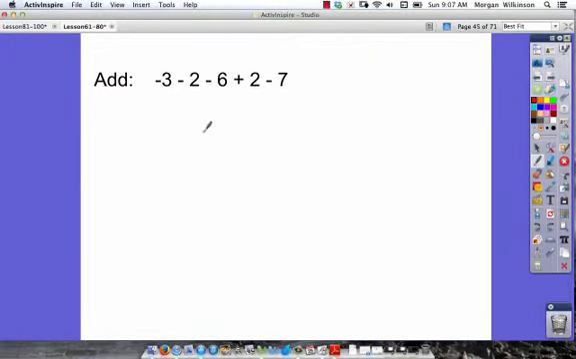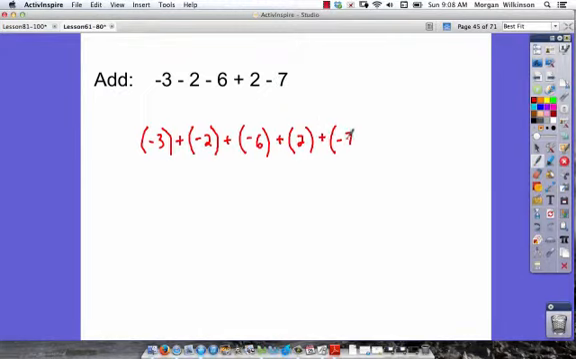Here we have to add, and you can see there's lots of subtraction signs. So wherever there's a subtraction sign, we're just going to go ahead and add that as a negative number. So we've got -3 to begin with. Instead of saying -2, we're going to say plus -2, because -2 is the same thing as saying plus a -2, plus a -6, plus a +2. We have -7, so that's the same thing as saying plus a -7. And now we can go ahead and add.